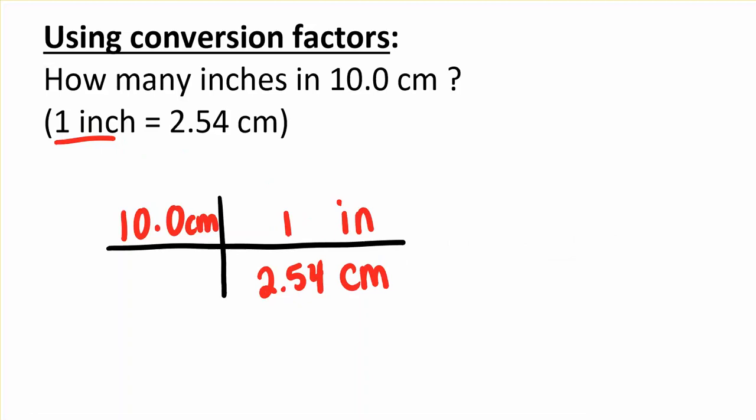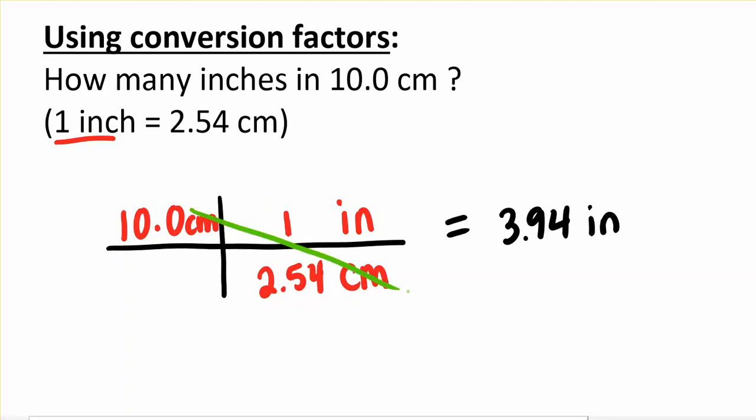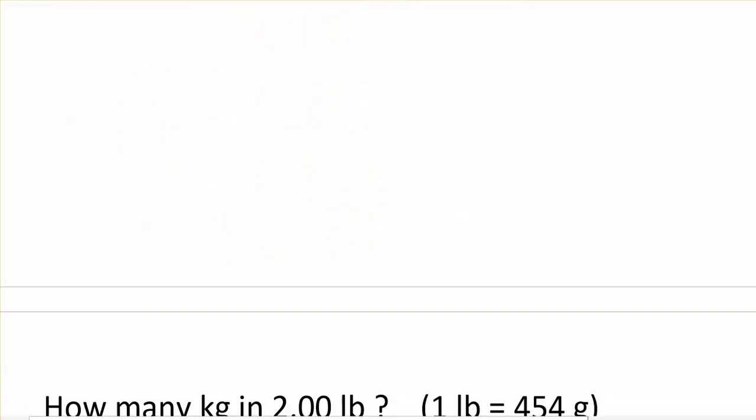And looks like that's all I need to do. And so I'm just dividing 10. We can skip the 1 because it doesn't do anything. 10 divided by 2.54, and I get 3.94 inches. Notice that my centimeters canceled. Let's try one more of these.